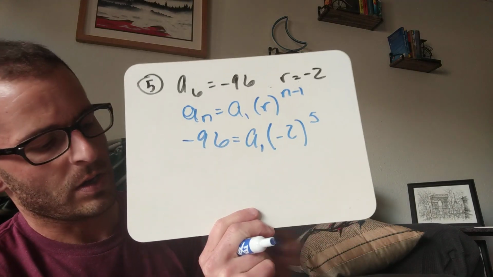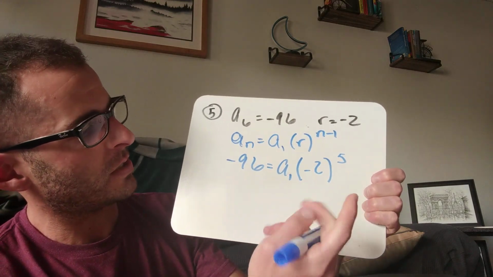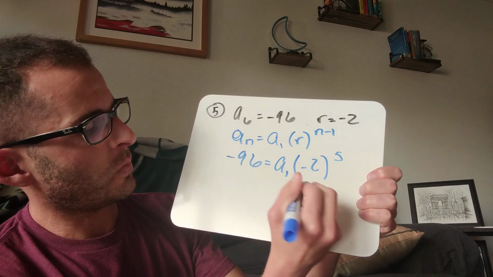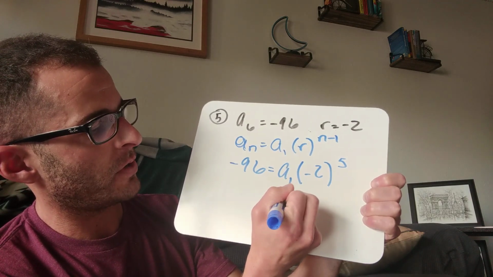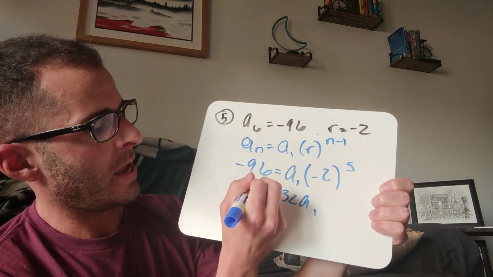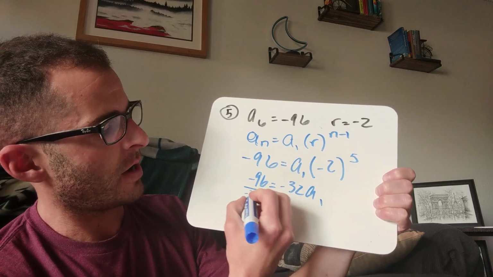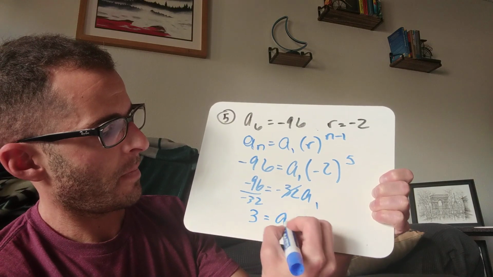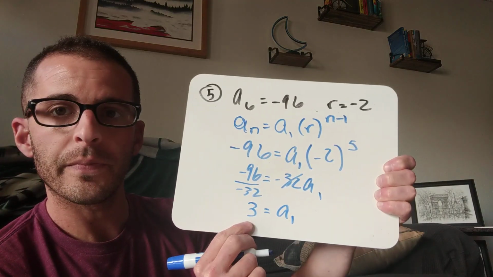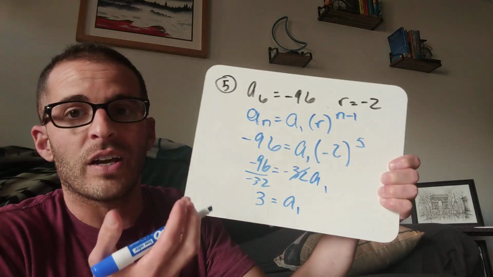Okay, so now we got to solve. It looks like we're solving for a sub 1, and this isn't as tricky as it looks. A sub 1's our variable, and negative 2 to the fifth power is negative 32, and that's equal to negative 96. So to get a sub 1 by itself, I'll divide by negative 32, and I get 3. A sub 1 is equal to 3. Alright, so now I know a sub 1, I know my common ratio, and actually I can just make my rule right now.